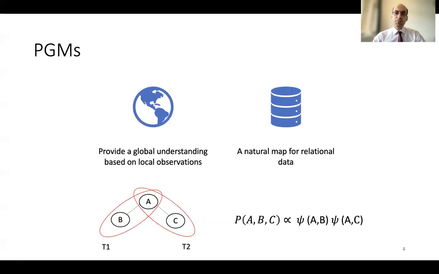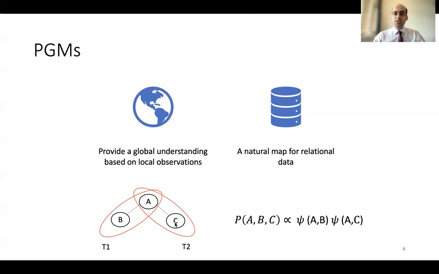But what are PGMs? PGMs provide a global understanding based on local observations. For example, this is an MRF, which is a kind of PGM, with three random variables, A, B, C, and edges between them, which show the dependency of the variables. These dependencies can come from local observations, and a PGM can provide us the joint distribution based on those local observations. For example, in this case, we don't need to capture the relationship between B and C because we know B and C are independent from each other if A is observed. So PGMs can provide us a simpler factorized distribution that helps us to have efficient algorithms.